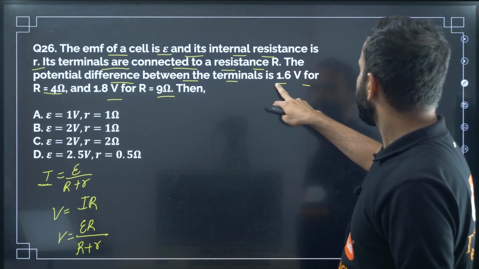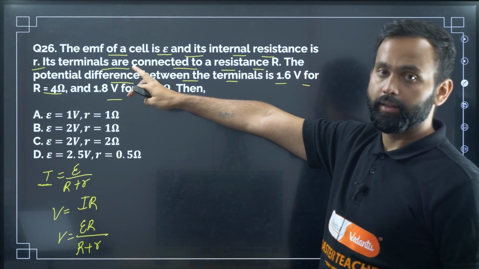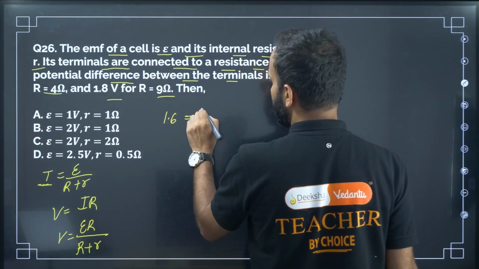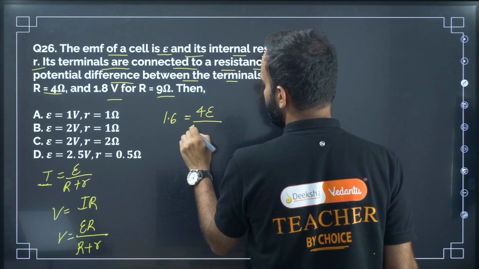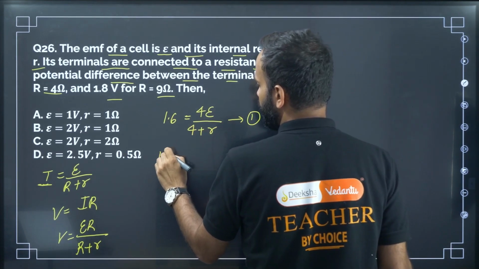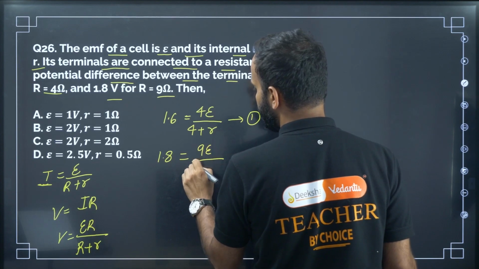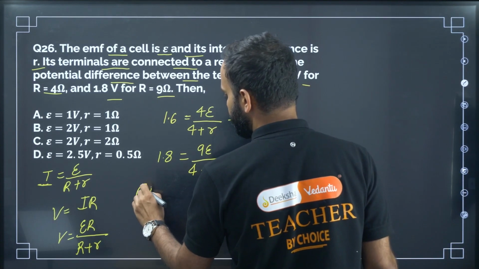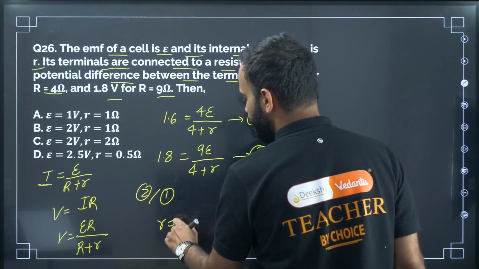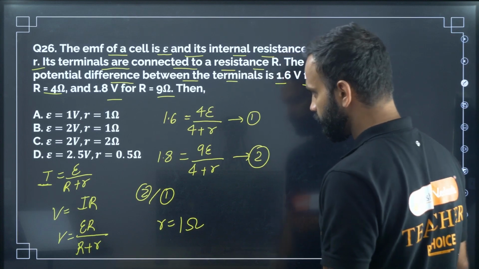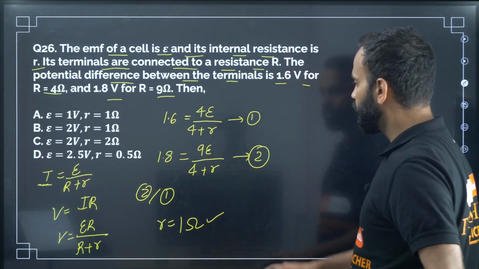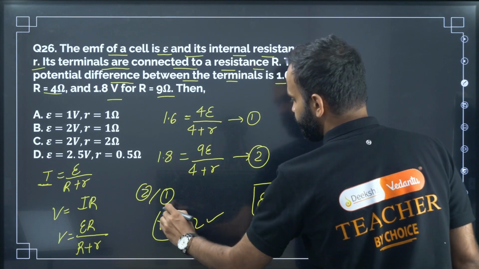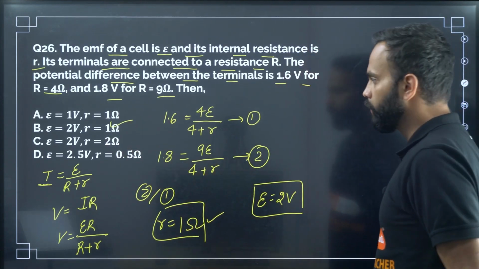Now the potential difference between the terminals is 1.6 volt for external resistance equal to 4 ohm. So 1.6 volt is equal to 4 into E divided by 4 plus r. This is the first equation. And then 1.8 volt is equal to 9E divided by 9 plus r. This is the second equation. Now divide the second equation by the first equation, so you will get r equal to 1 ohm. Then substitute the value of r into any one of these equations, and you will get E equal to 2 volt. The correct option is B.